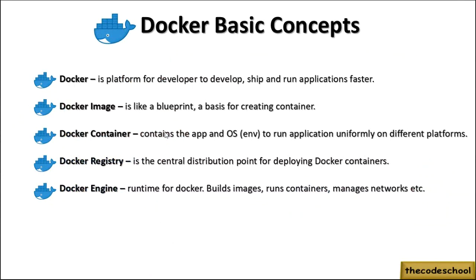Next concept is Docker registry. A Docker registry is a central distribution point for deploying Docker containers. Just like GitHub holds the source code, Docker registries hold the Docker images, from where you can distribute the images to different deployment environments. Docker registries are hosted by DockerHub.